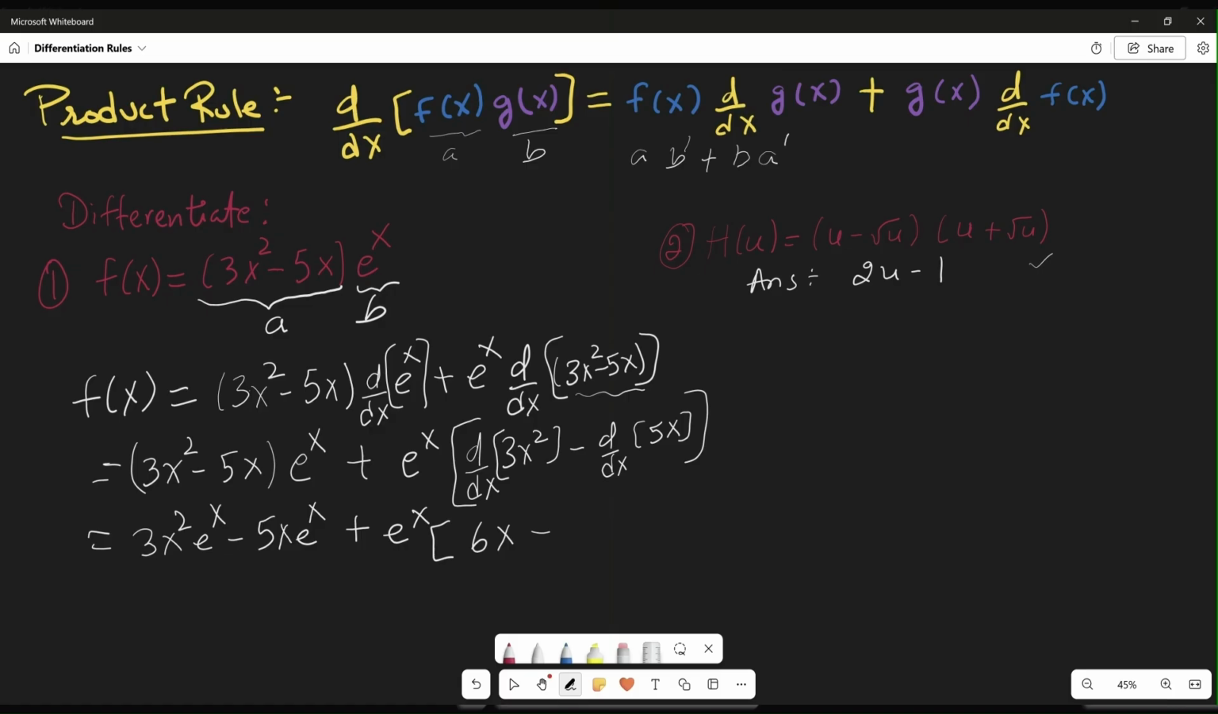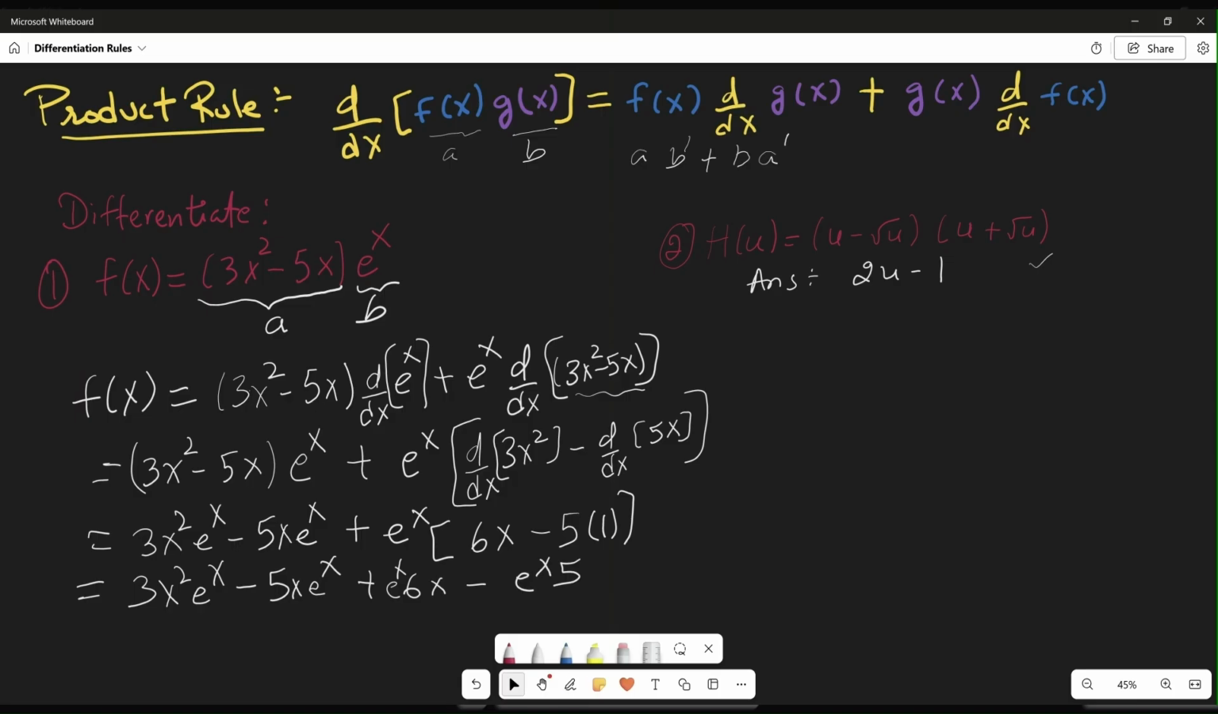Minus the derivative of 5x is what? 5 times x to the power of 1, so 5 times 1 is 5, and x to the power of 1 minus 1 is 0, which is simply 1. So what we have is 3x squared e to the x minus 5x e to the x. Now multiplying this with the parentheses expression, e to the x times 6x minus e to the x times 5.